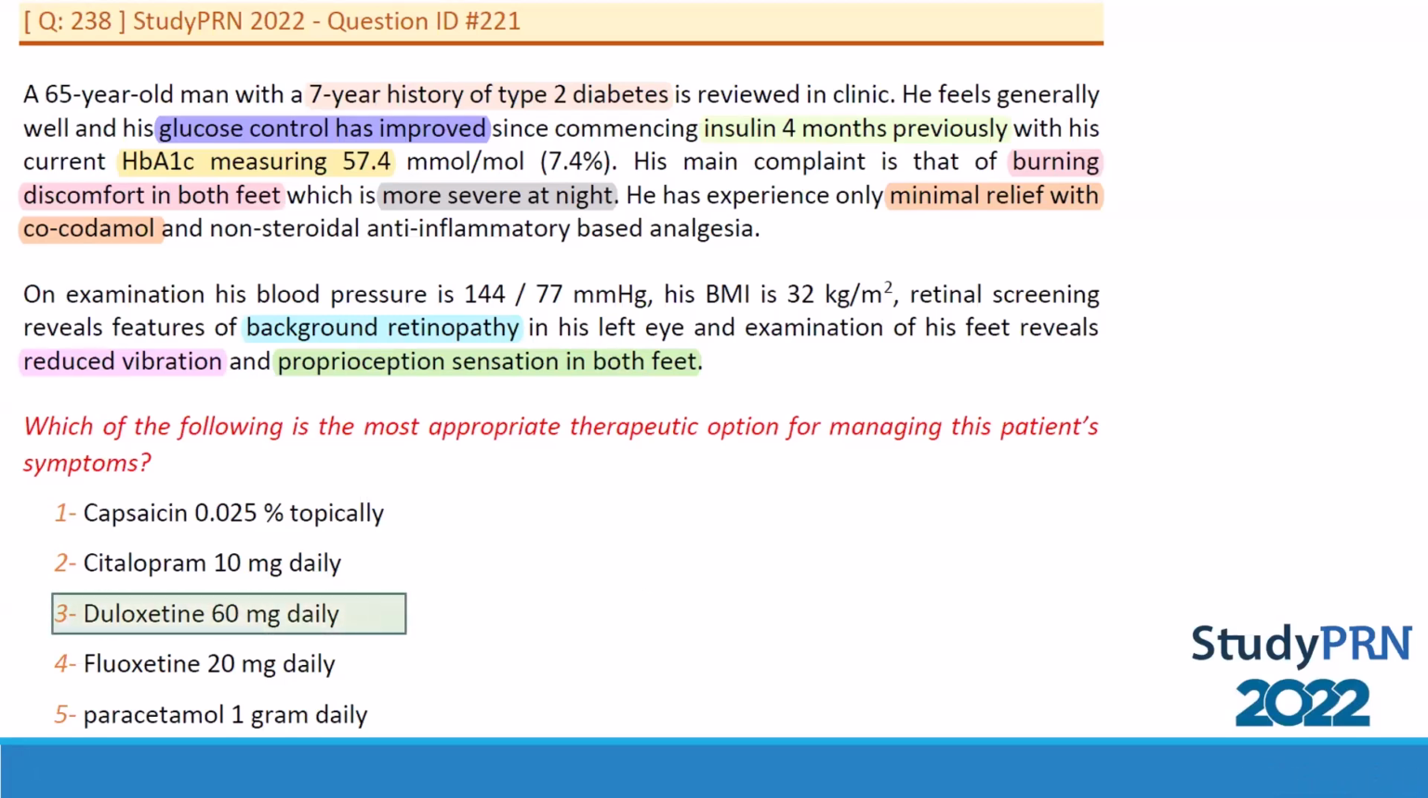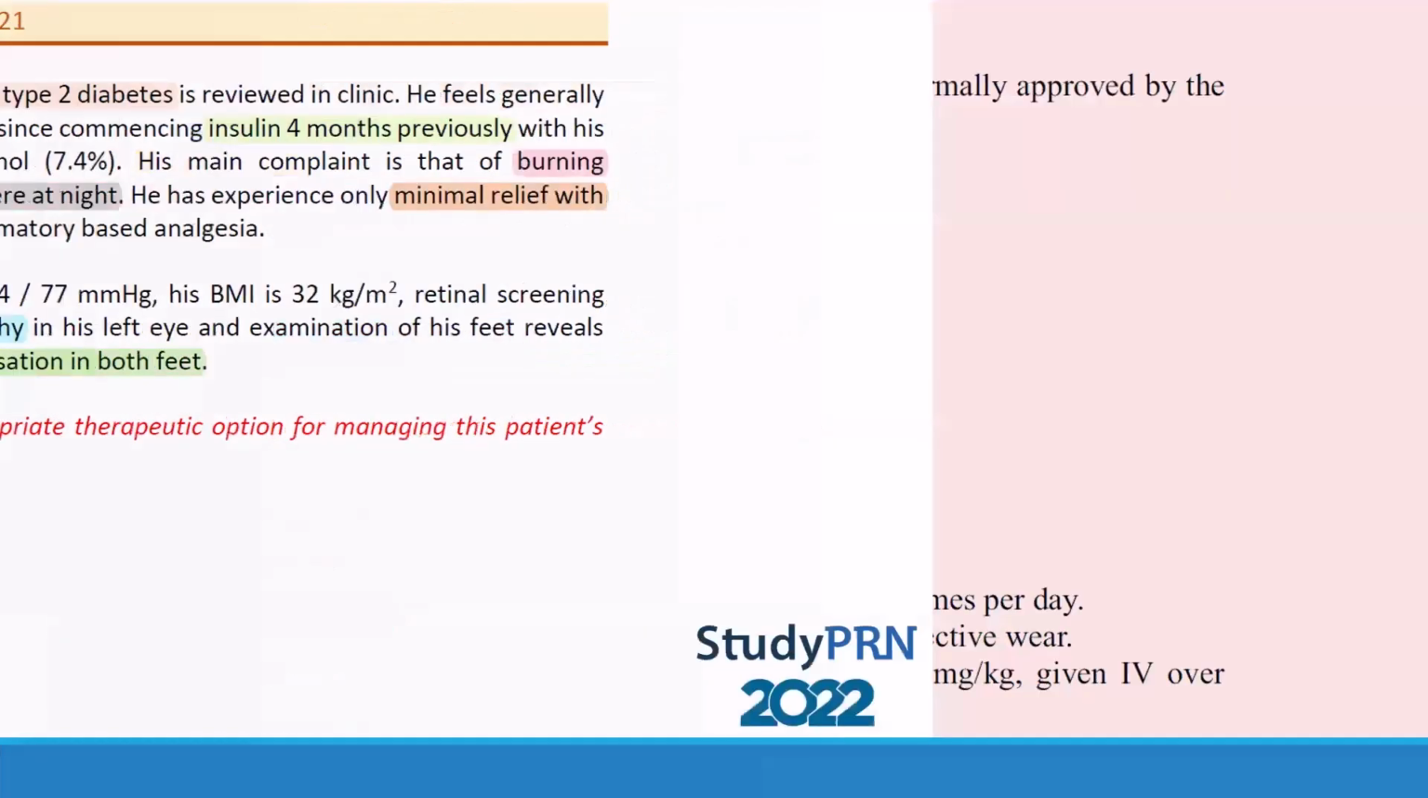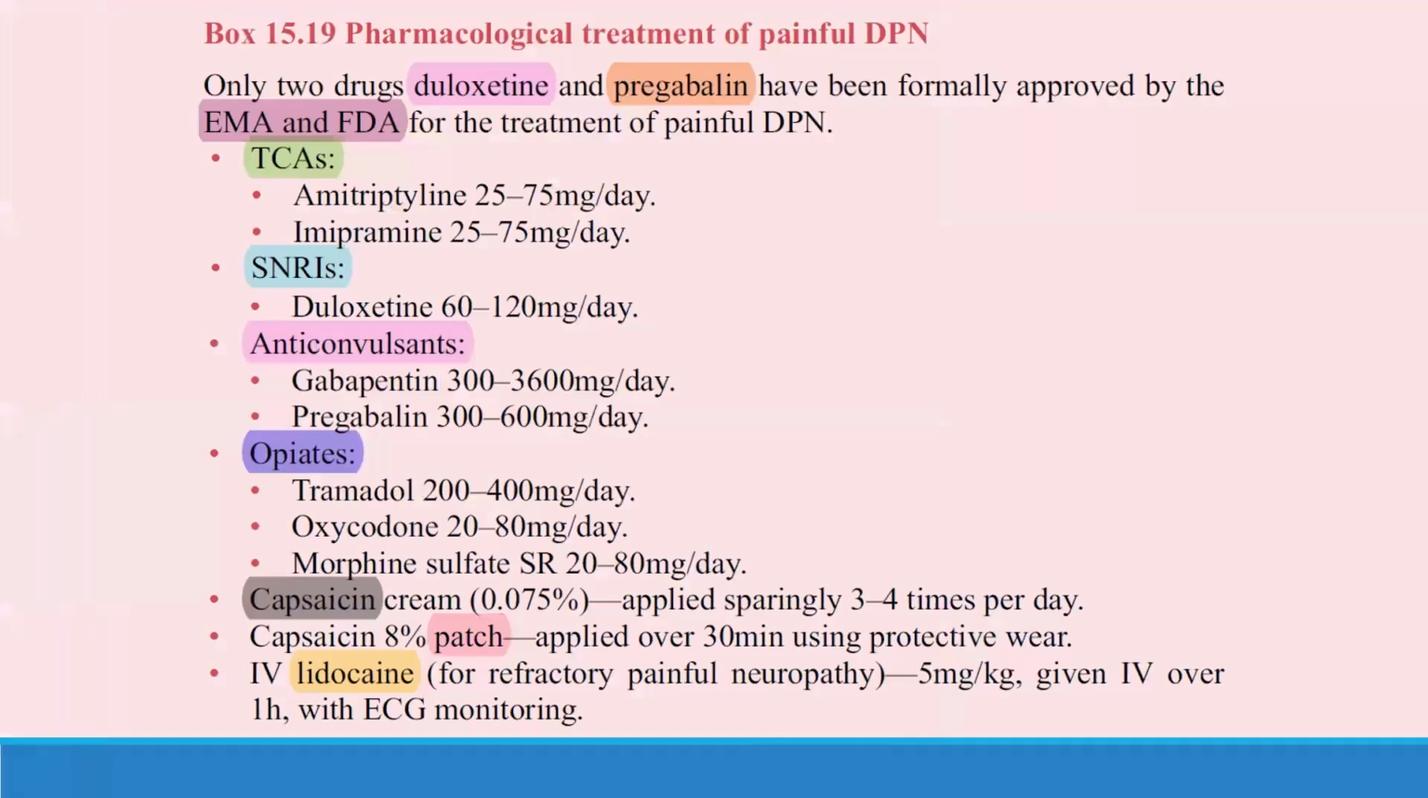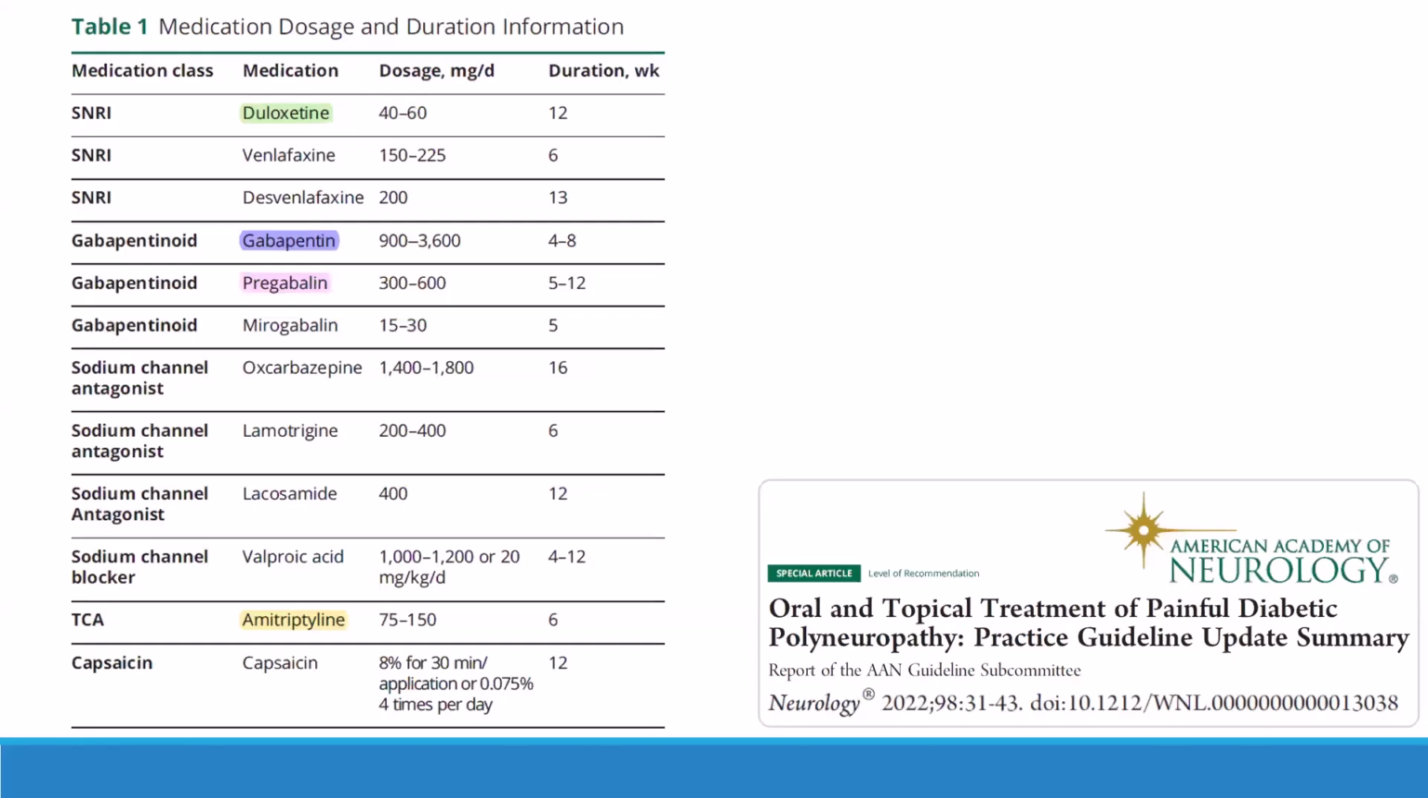As we mentioned, we have only 4 options: amitriptyline, duloxetine, pregabalin, and gabapentin. So this is the pharmacological treatment of painful, don't forget, painful diabetic neuropathy. Tricyclic like amitriptyline from 25 to 75, but we should start by 10 milligram. Duloxetine 60 to 120, but we should start by 30 milligram initially. Gabapentin 300 to 3,600 milligram per day, or pregabalin 300 to 600 milligram, but we should start by 75 milligram twice daily. Tramadol, oxycodone, morphine, capsaicin, and intravenous lidocaine.